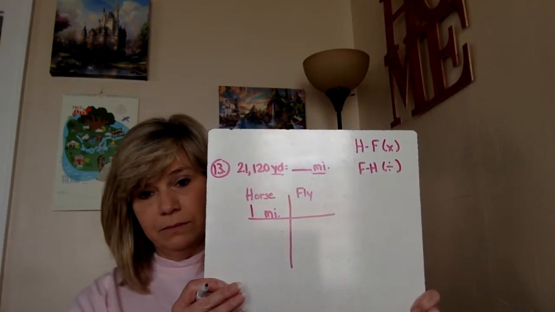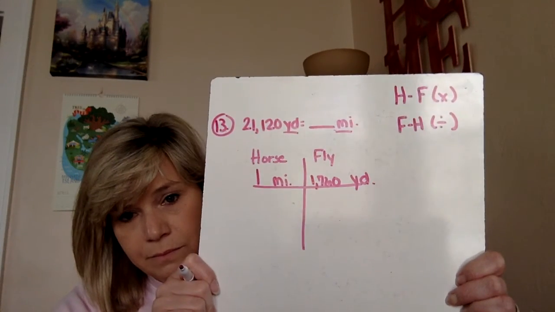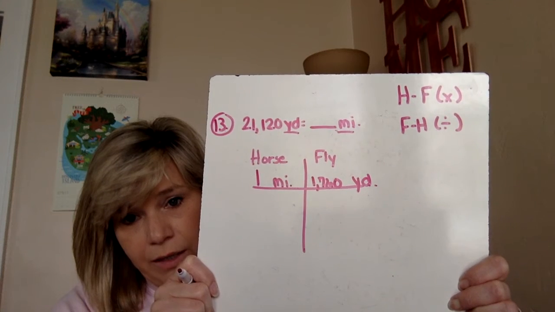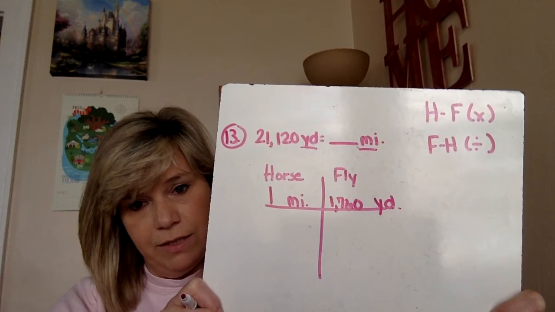So okay, I know that my horse is going to be 1 mile because remember, our horse is always one something. And our fly is going to be yards. So look back at your chart and say 1 mile equals 1,760 yards. And again, guys, it just takes practice and working on memorizing these. You want to memorize those. So I set it up. Mile is bigger than a yard, and then I put the measurements in to make them equivalent. 1 mile is equal to 1,760 yards.